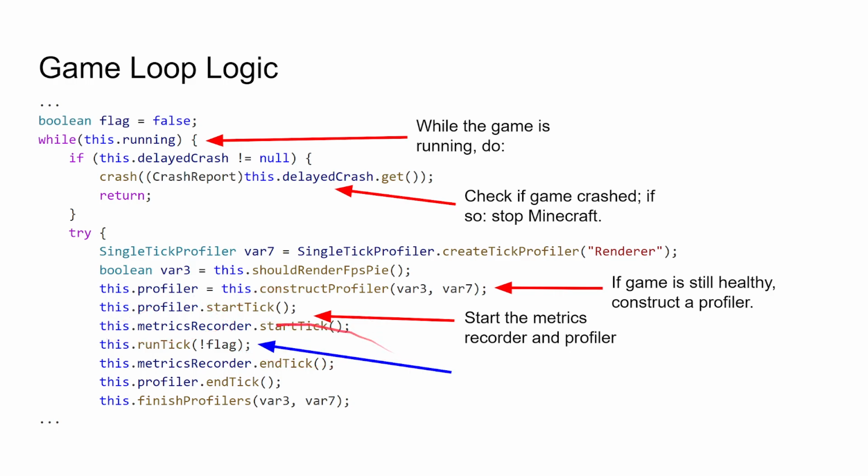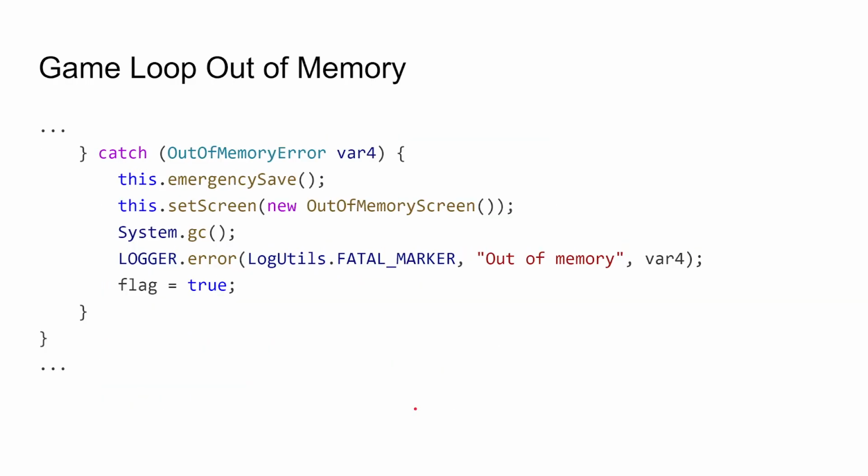And the blue arrow here is very important. This runs a single game tick. So this little method call right here is very, very, very important. This is where everything happens. We'll look at what that game tick means later.